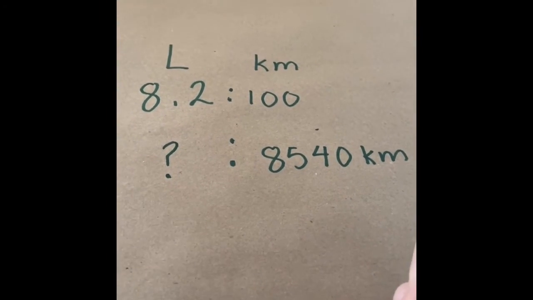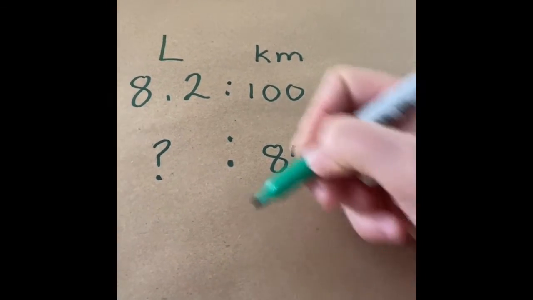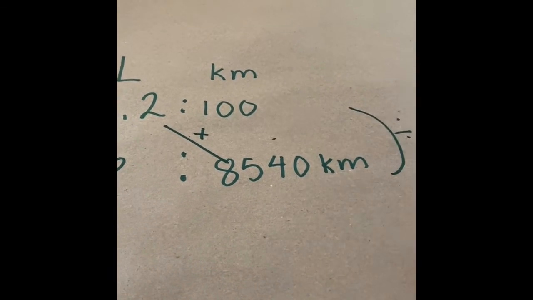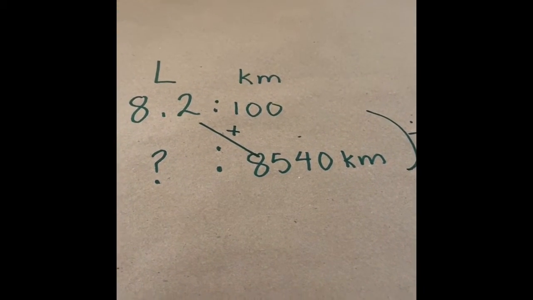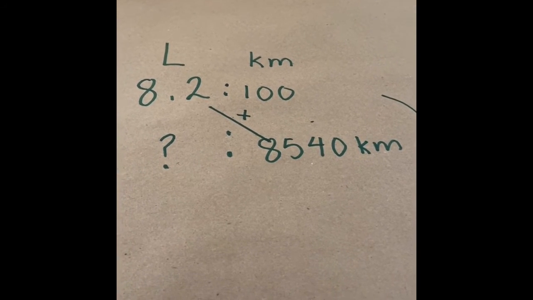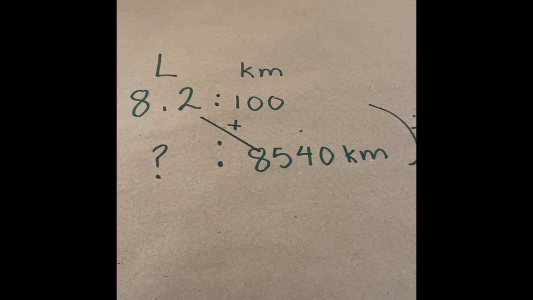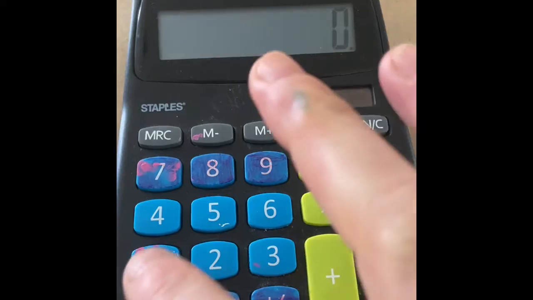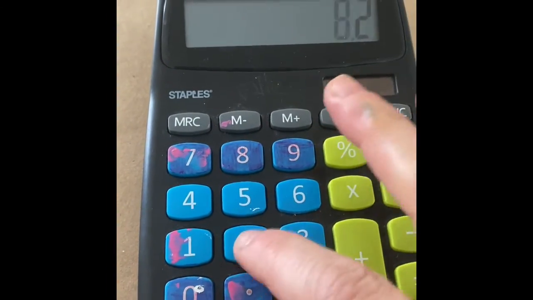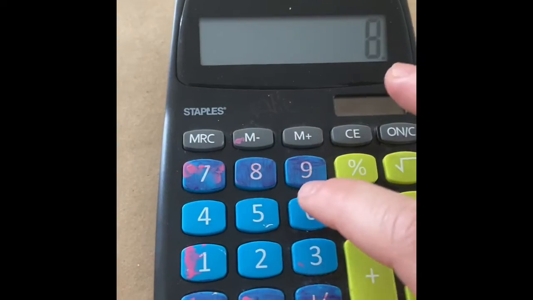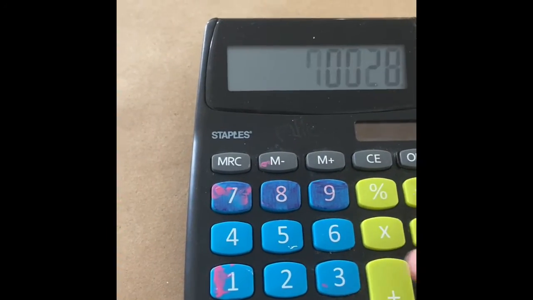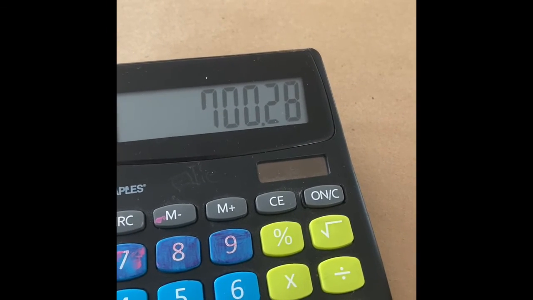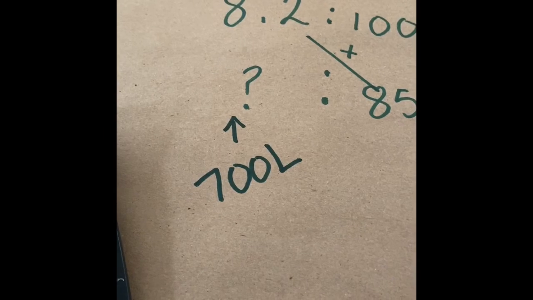So I'm going to do the math that we've done many times when we were in class together. We're going to multiply, and then we're going to divide. I'm going to do 8.2 times 8,540 divided by 100. And I'm going to use my calculator to find the answer. Okay, so 8.2 times 8,540 divided by 100 gives me, I'm going to need about 700 liters of gas for my entire trip.